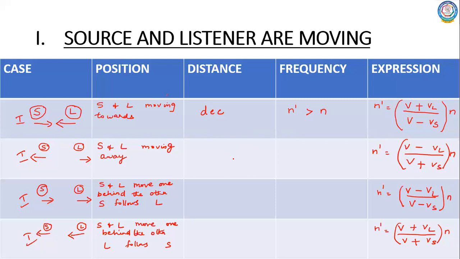Next case, source and listener moving away. When they are moving away, what happens to the distance, children? Definitely this time the distance is increasing. Here I wrote decreases. Now when they are moving away from each other, what happens to the frequency? The frequency will be lesser. That is, the apparent frequency will be lesser than the actual frequency because they are moving away.